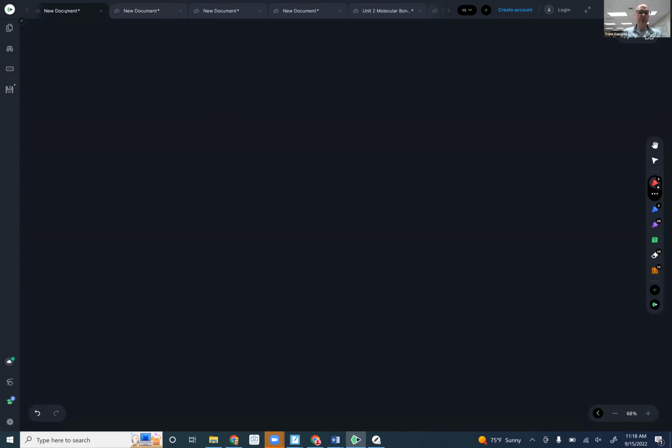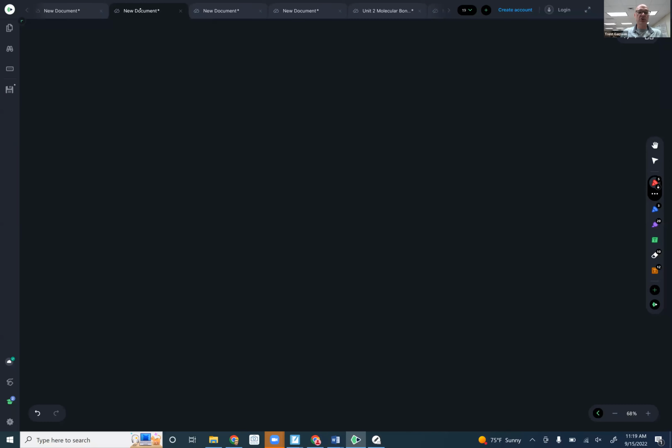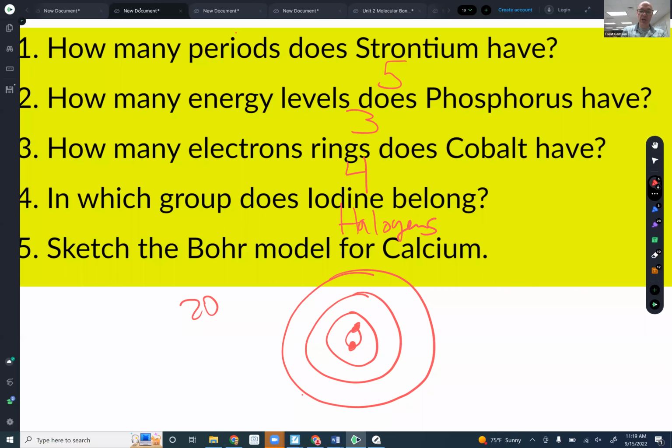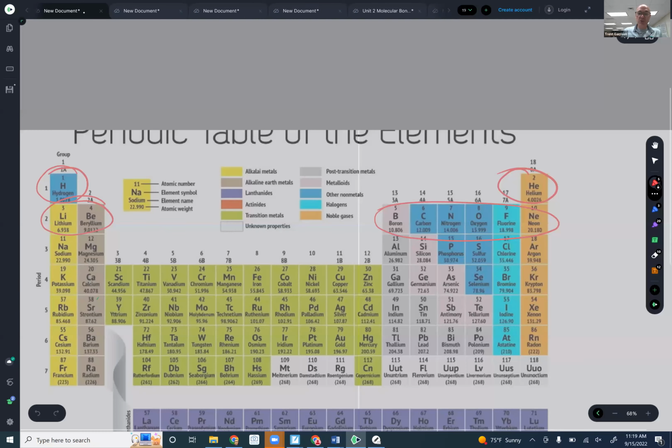We go to the second ring and we count the number of boxes: 1, 2, 3, 4, 5, 6, 7, 8. There are 8 total electrons. So I'm going to put 1, 2, 3, 4, 5, 6, 7, and 8. I'm going to go to the 3rd energy level. Now, when do I know to stop? Well, you stop whenever you hit 20.